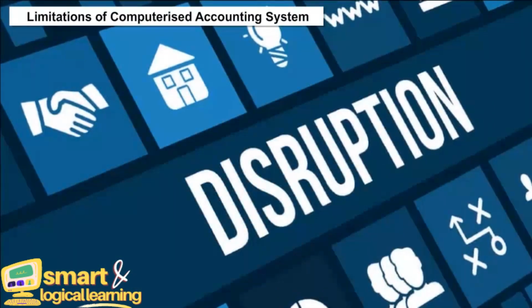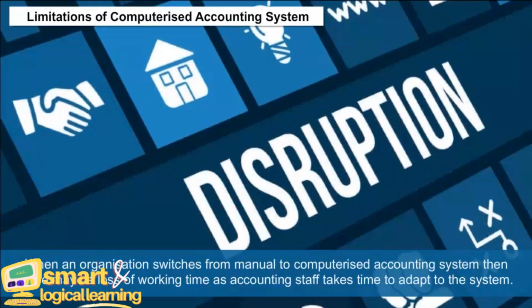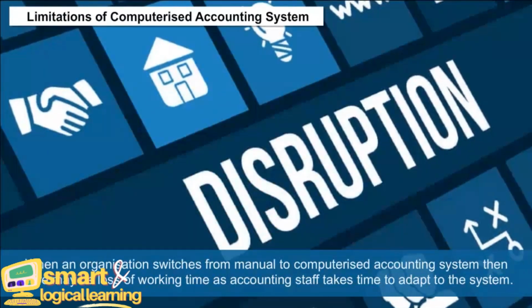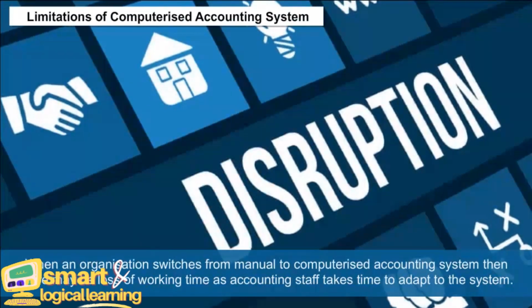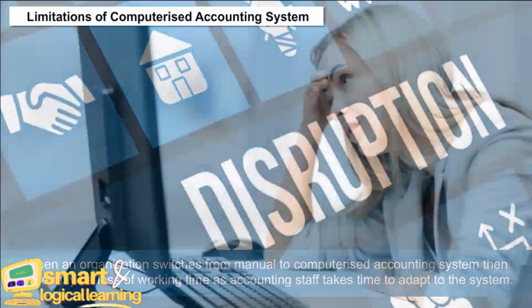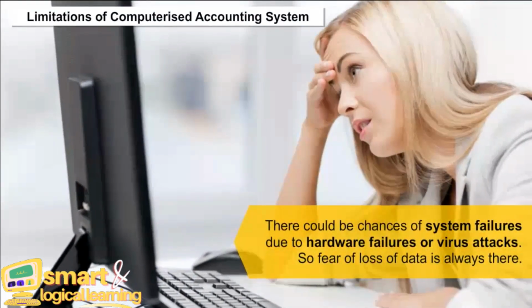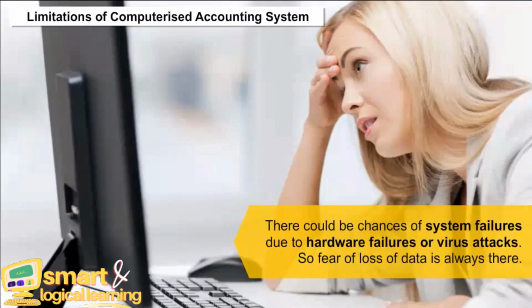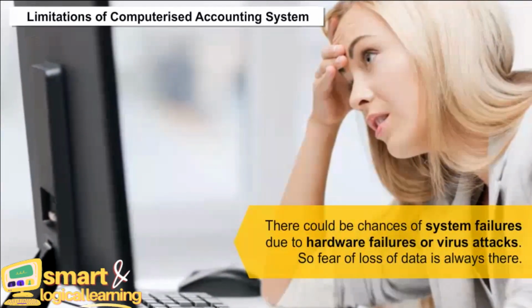Disruption. When an organization switches from manual to computerized accounting system, then there may be loss of working time as accounting staff takes time to adapt to the system. System failure. There could be chances of system failures due to hardware failures or virus attacks, so fear of loss of data is always there.